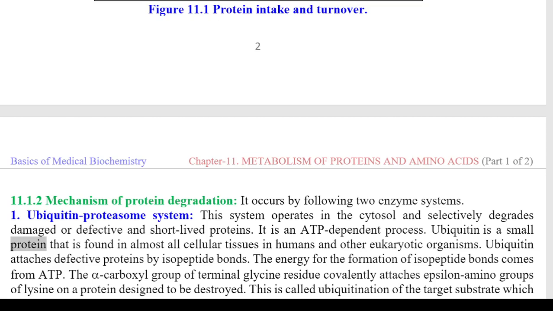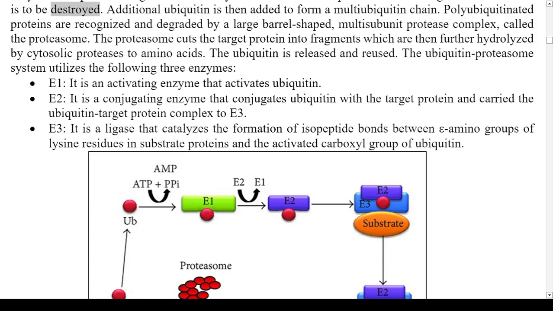Ubiquitin is a small protein that is found in almost all cellular tissues in humans and other eukaryotic organisms. Ubiquitin attaches to defective proteins by isopeptide bonds. The energy for the formation of isopeptide bonds comes from ATP. The carboxyl group of the terminal glycine residue covalently attaches to epsilon amino groups of lysine on a protein designed to be destroyed. This is called ubiquitination of the target substrate, which is to be destroyed. Additional ubiquitin is then added to form a multi-ubiquitin chain.